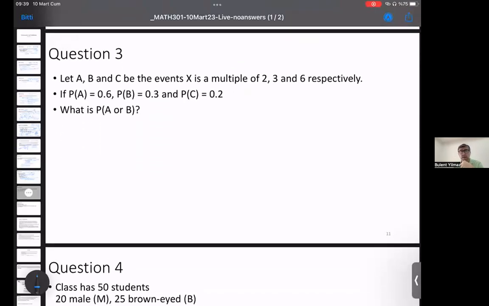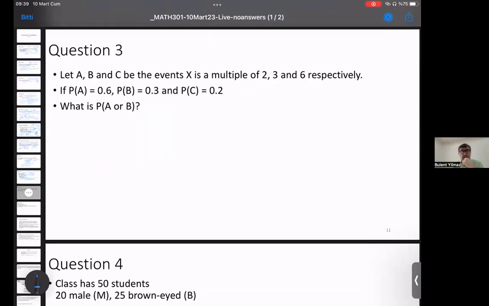I will do this example and then go to the break after this example. Let A, B, and C be the events X is a multiple of 2, 3, and 6. Okay. What is A? It will be 2, 4, 6, and 18, 20. B is 3, 6, 9, and 18. C is 6, 12, 18. So these are the possible outcomes for events.